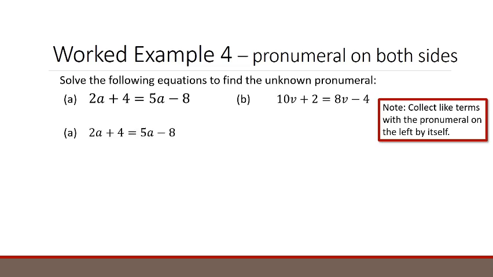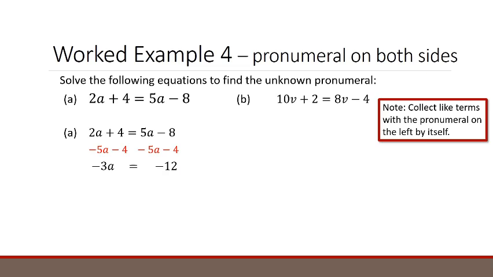So in the first one, you can see there's a 5a on the right and a 2a on the left. So let's take away 5a from both sides. But then what do we do with the number 4? Well, as we saw in the previous example, we will take it away. And what we do on one side, we do on the other side. So minus 5a minus 4, we do that for both sides of the equation. When we do that on the left, we get minus or negative 3a. When we do that on the right-hand side, we get minus or negative 12.